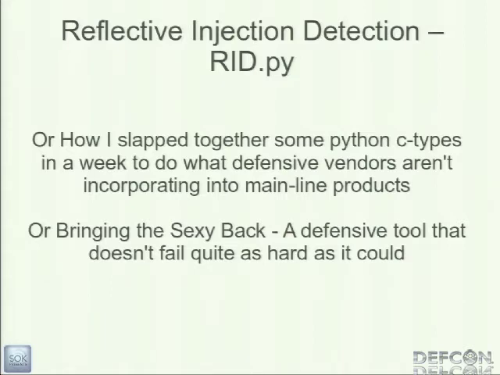I put together some Python ctypes in about a week that fairly accurately detects reflective injection the vast majority of the time. It does have a couple of issues with false positives. Something to note about the title: I said defensive vendors in general, and that's not exactly the case. Defensive vendors do have products that catch reflective injection. It's just not in your mainline home user applications.